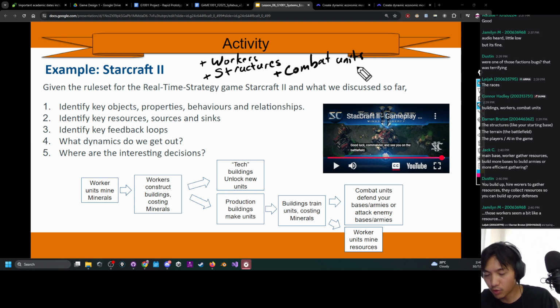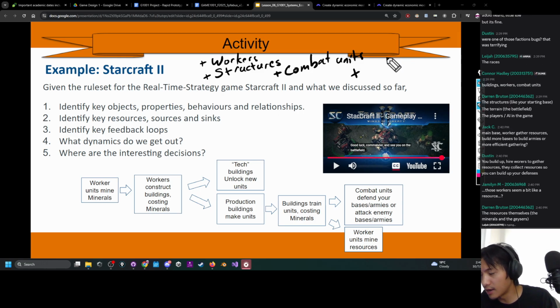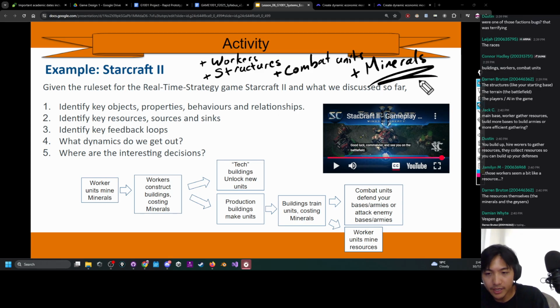The workers are a resource. All of the things that you own are a resource: the workers, the structures, the combat units. But you do also gain resources. They mentioned resources. One of the main ones you use is minerals. We're just going to talk about that one. So they were mining minerals. Yes.